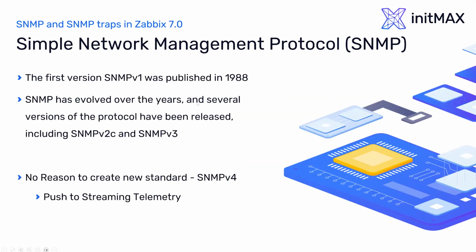When we talk about SNMP, we usually hear three different namings. We have SNMP v1, SNMP v2c, and SNMP v3. And as you can imagine, all three are basically three different SNMP versions, while SNMP v1 is the first one, which was published in 1988. That's quite a long time ago, right?